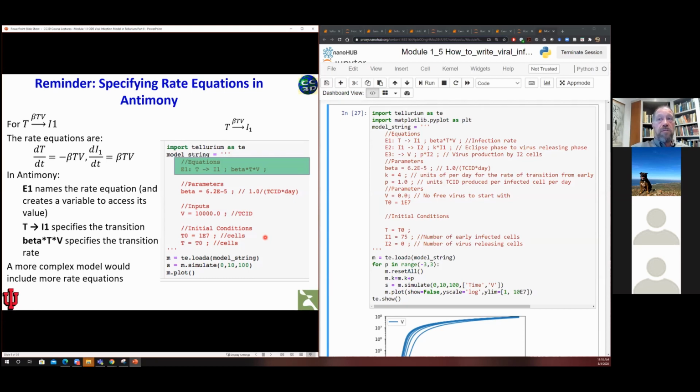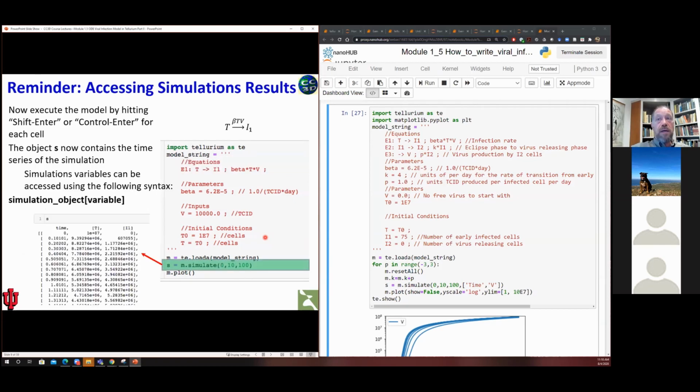The simulation results are an object, again, that contains column names, so the variable names for each column, and then the values at each time step. And that's something that you have access to. I can use classic Python slicing to manipulate those arrays if you want to do fancy things. Again, for this class, we're not going to use those fancy functions very much.